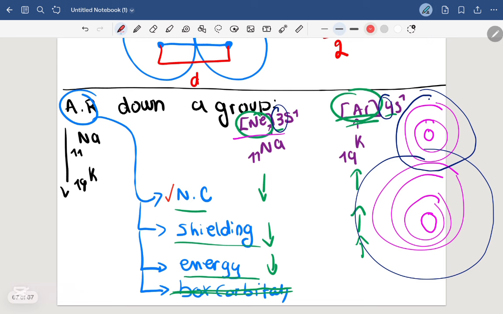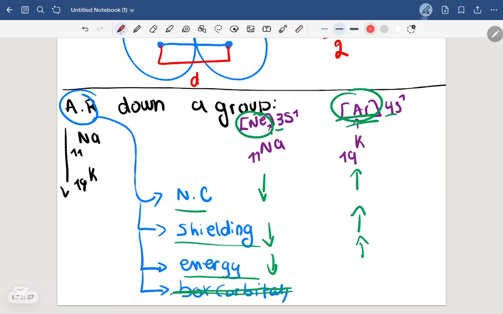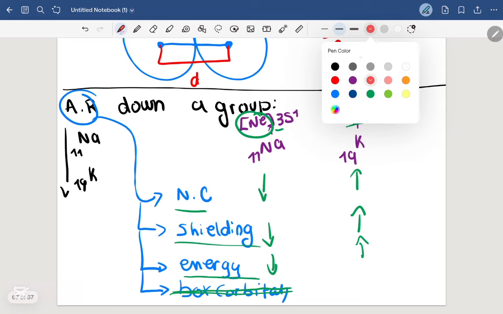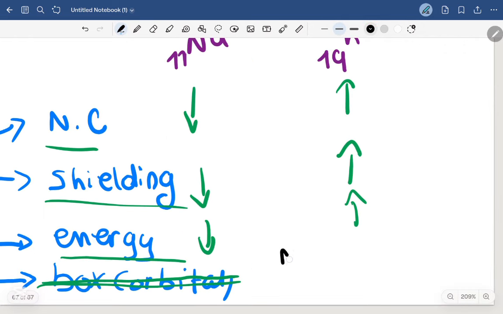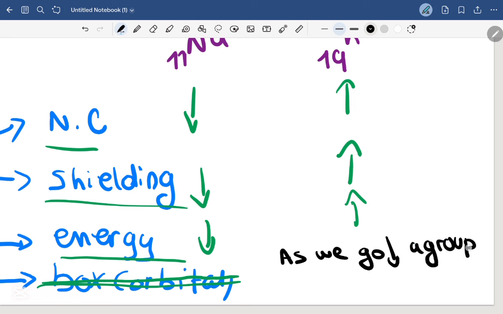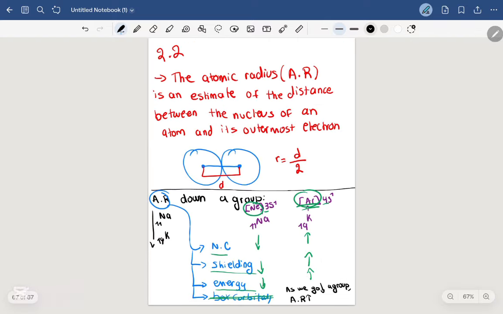So as you can see, we know that the valence electron, or the electron we're dealing with, is always on the last shell, and the protons are on the inside, in the nucleus. And now, as you can see, potassium K has a greater atomic radius. So from this, we can deduce that as we go down a group, atomic radius is going to increase. Okay, this is very, very important.